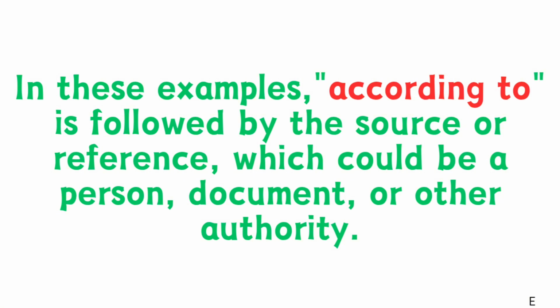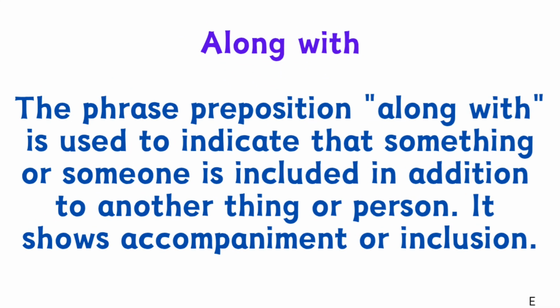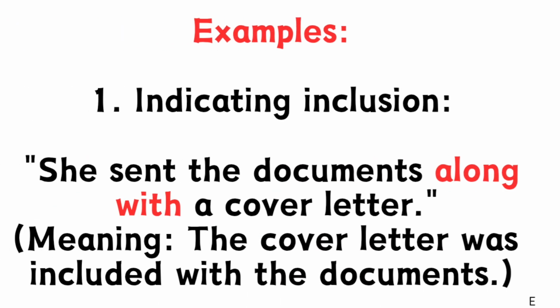Along with. The phrase preposition along with is used to indicate that something or someone is included in addition to another thing or person. It shows accompaniment or inclusion. Examples. 1. Indicating inclusion. She sent the documents along with a cover letter.